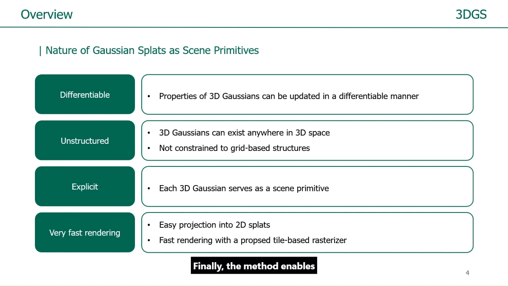Finally, the method enables very fast rendering. 3D Gaussians can be easily projected into 2D splats, and efficient rendering is achieved using the proposed tile-based rasterizer.